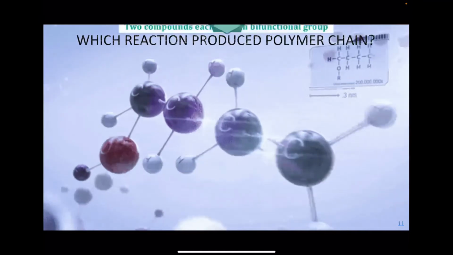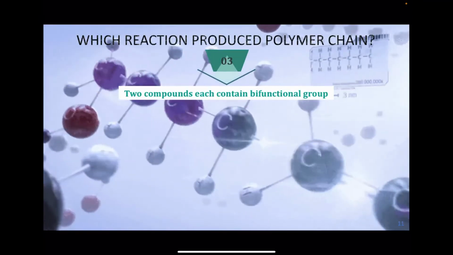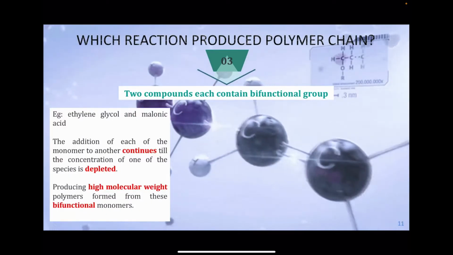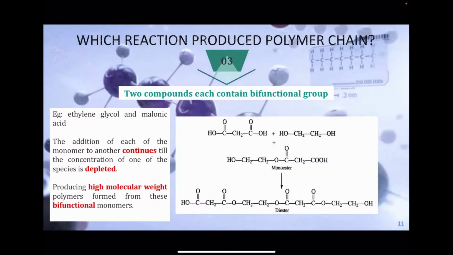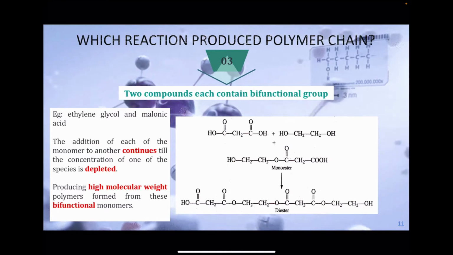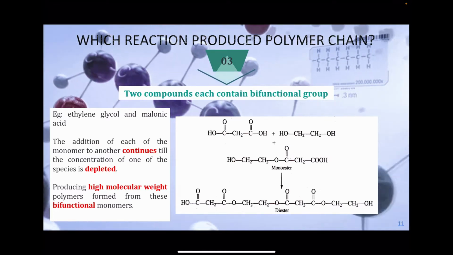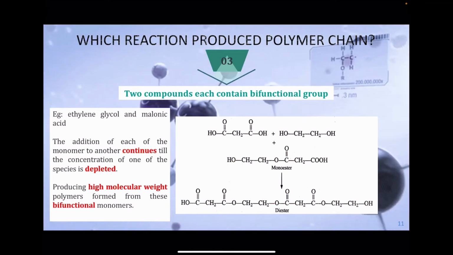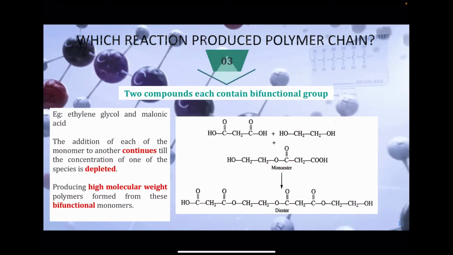The third reaction is the reaction between two compounds that each contain a bifunctional group. For example, the reaction between ethylene glycol and malonic acid. The addition of each monomer to another continues until the concentration of one of the species is depleted. It produces high molecular weight polymers from these bifunctional monomers.